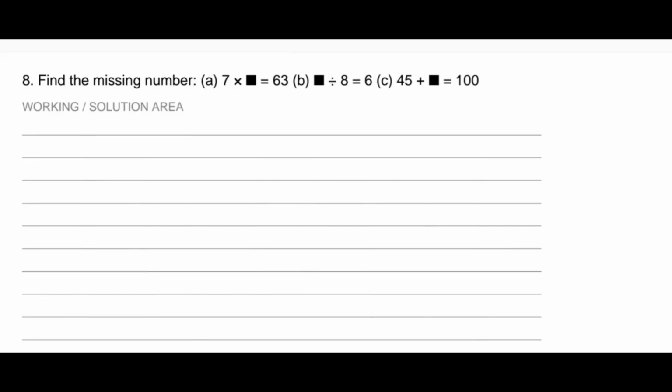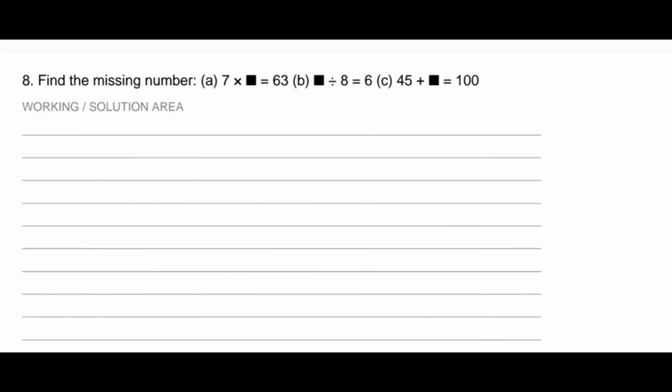So A, 7 times dash is equal to 63. B, dash divided by 8 is equal to 6. C, 45 plus dash is equal to 100. Find the missing number.